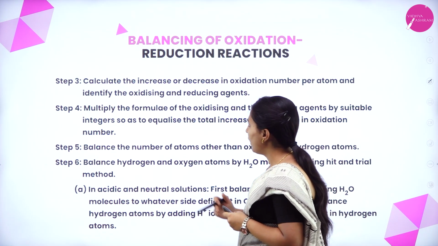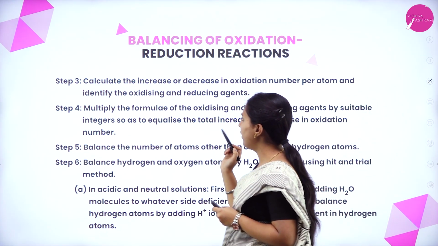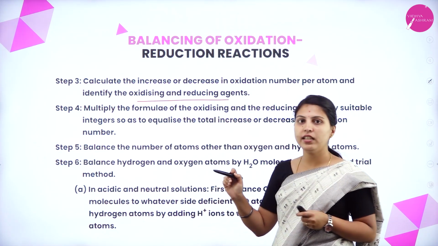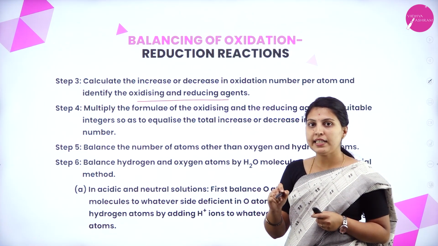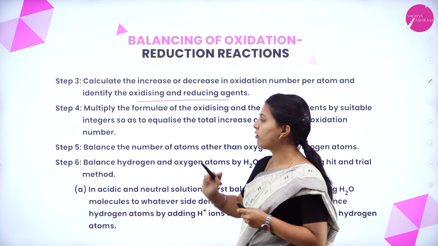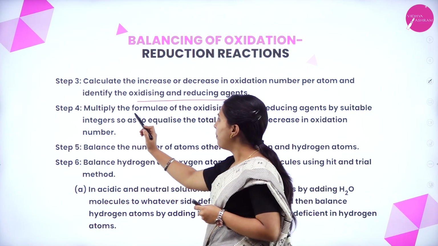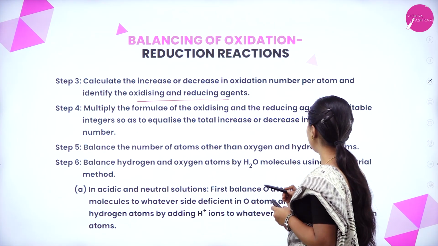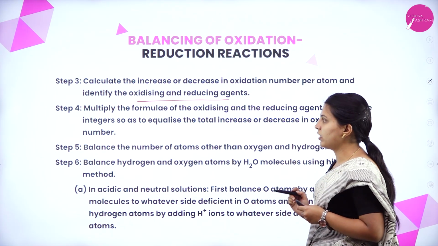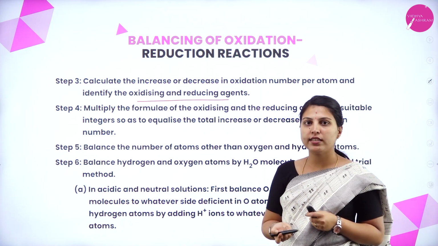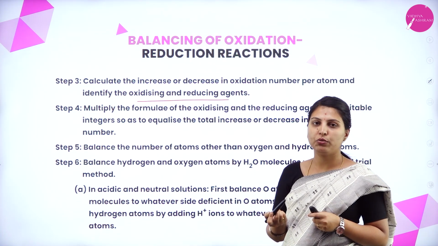In step 3, calculate the increase or decrease in oxidation number per atom and identify the oxidizing and reducing agent. After analyzing which element is undergoing changes in oxidation number, immediately you have to find out which is the oxidizing agent and which is the reducing agent in that reaction. Step 4: Multiply the formula of the oxidizing and reducing agents by suitable integers so as to equalize the total increase or decrease in oxidation number. After getting the oxidizing agent and reducing agent, multiply the formula of the oxidizing agent and reducing agent.